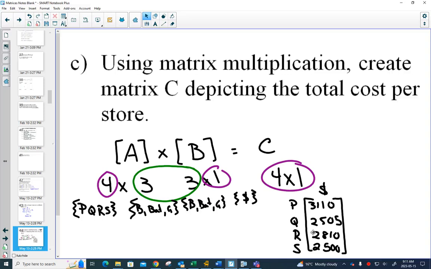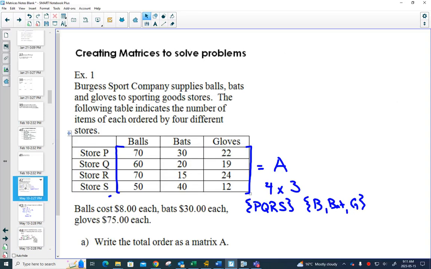Now, you didn't need matrices to do this. Let's go back to the original question, right? If I asked you, okay, if you read this, and you had that chart, store P buys 70 balls, 30 bats, and 22 gloves. And you know that balls cost 8, bats 30, and gloves 75.